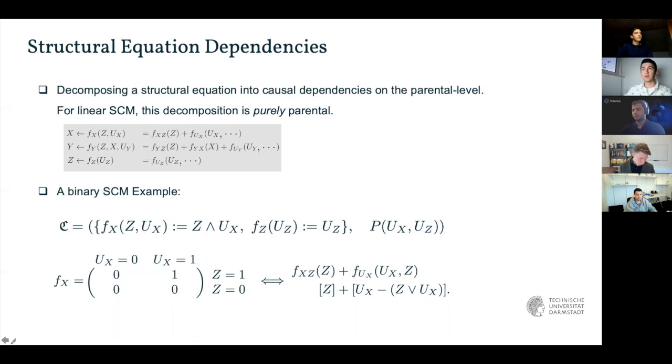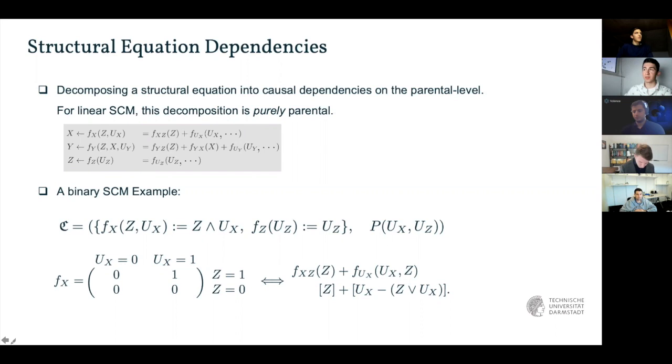And a binary example here is, so in the first line you see the SCM. So it consists of this set of structural equations, one for X and one for Z. You see that there is an arrow from Z to X. So Z is the cause, X is the effect. And it's really just this conjunction here. It's really just this AND operator, this logical AND.